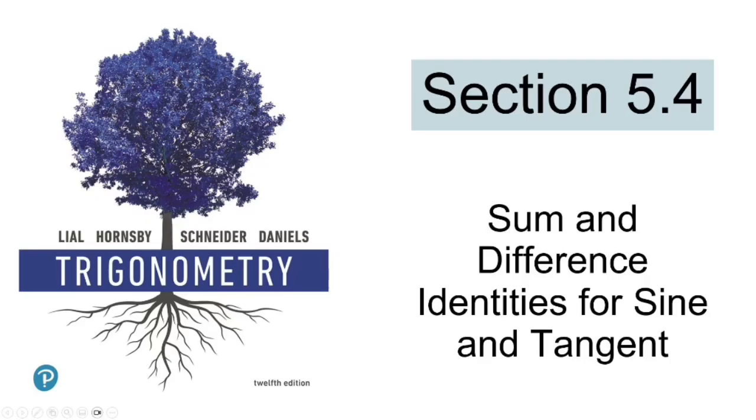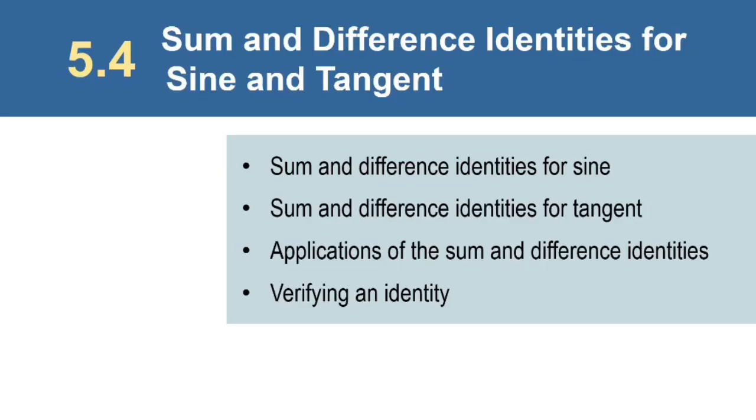Today we're in section 5.4 looking at the sum and difference identities for sine and tangent. So in this section we'll learn the sum and difference identities for sine, the sum and difference identities for tangent, that's 4 separate identities, and then we'll do a few application problems with those where we'll calculate a few exact values, and we will also do some proofs involving these identities.